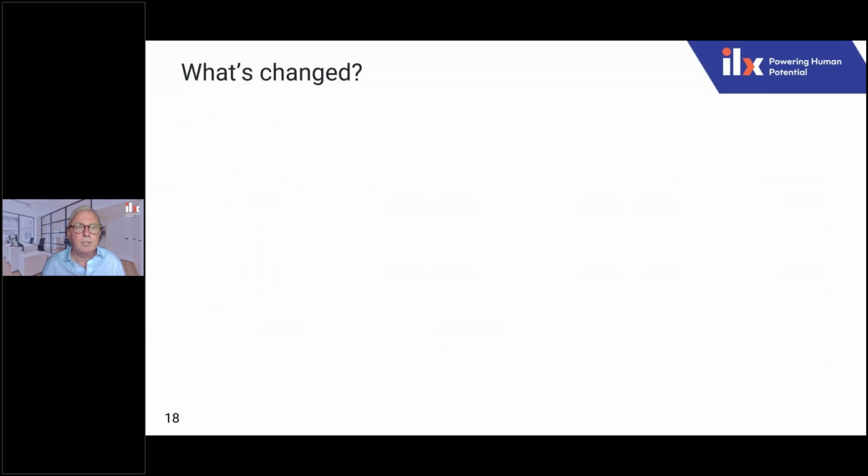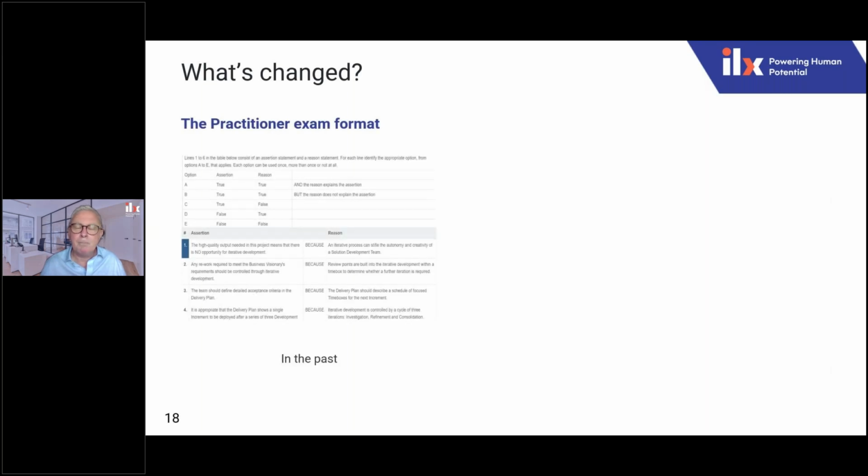So what else has changed? If any of you have taken AgilePM V2, I'm sorry to alarm you and give you a memory of this. You may remember that kind of exam question. If you've never seen that before, take a minute to have a look, see if you can work it out. Well, people often struggle with that style of question.